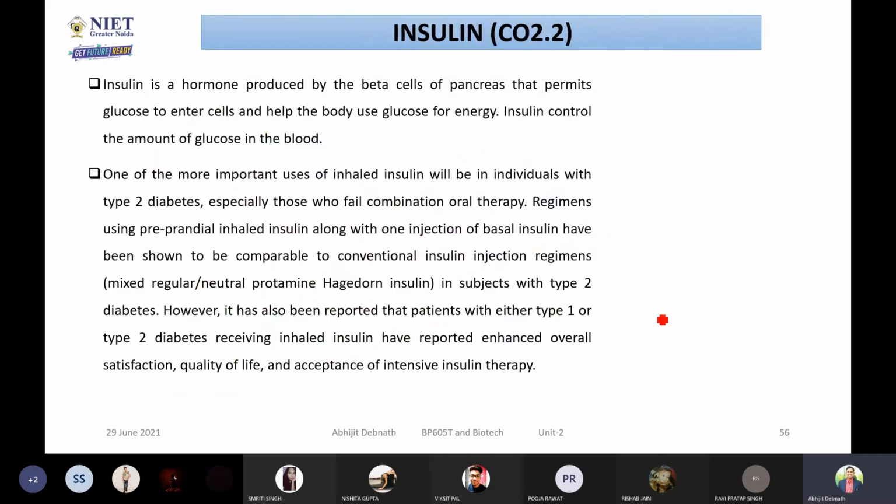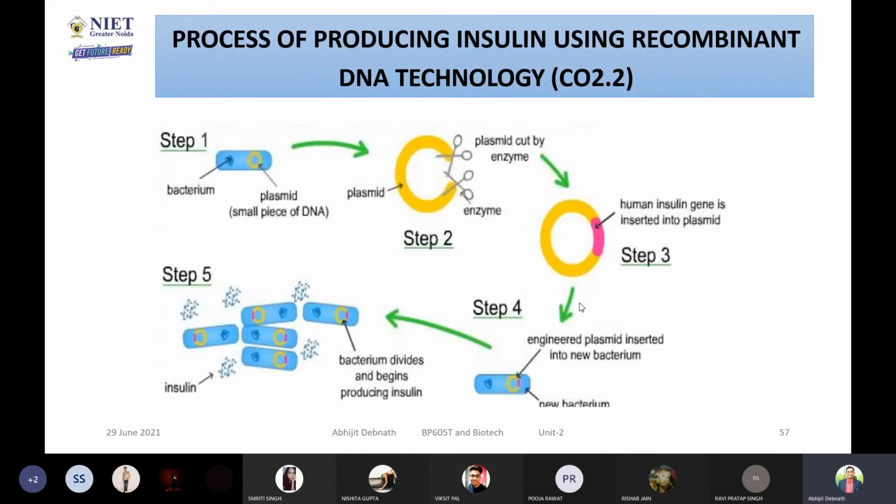Okay. Another very interesting protein that you are supposed to know how to produce is called insulin. All of you are aware that insulin is produced by the beta cells of our pancreas and permits glucose to enter your cells, so that the glucose level can be controlled. I have written in detail about insulin here. You have seen in my previous lectures how you can produce insulin by using recombinant DNA. The same thing I have discussed in a step-by-step manner.